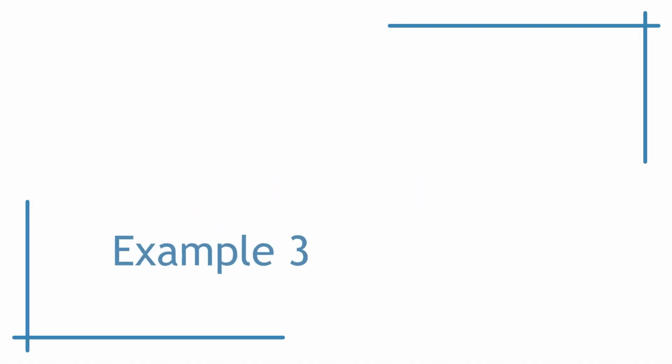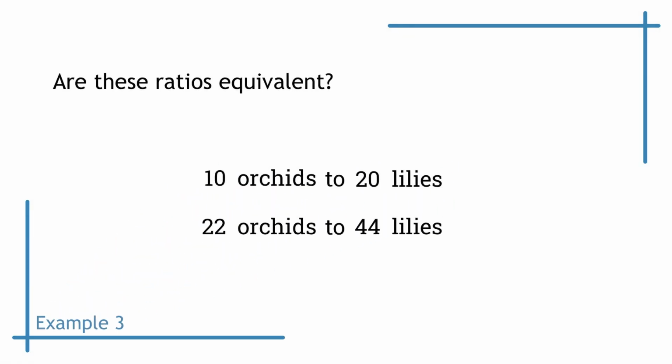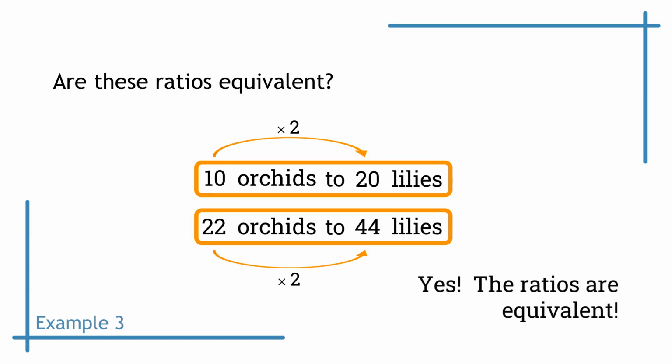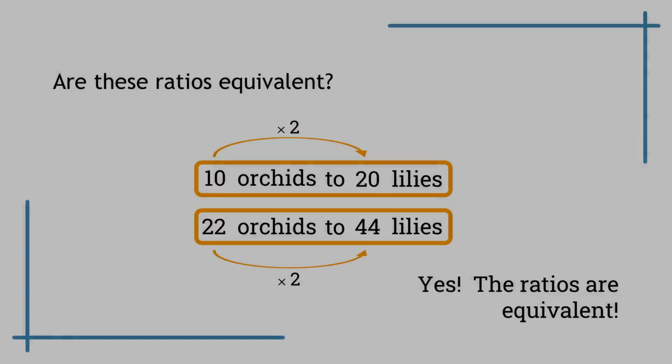Example 3. In this example, we're comparing orchids to lilies. This time we see a pattern within each ratio. Let's look at that first ratio by itself. We can multiply the number of orchids by 2 to get the number of lilies, because 10 times 2 equals 20. This pattern is also true for the second ratio. 22 times 2 equals 44. Since both ratios have the same pattern, these ratios are equivalent.